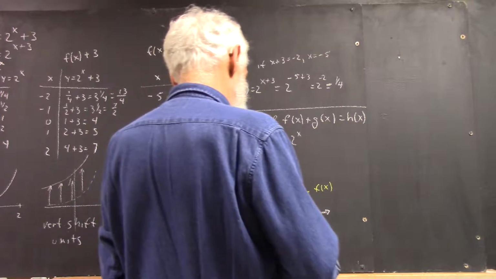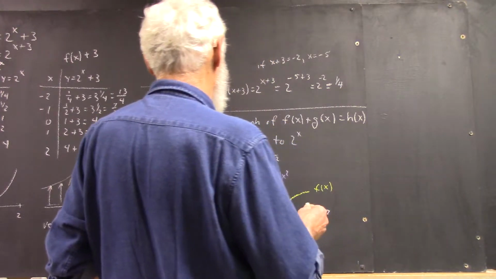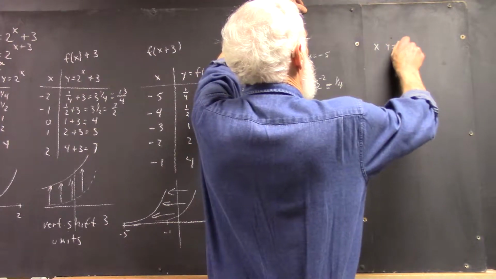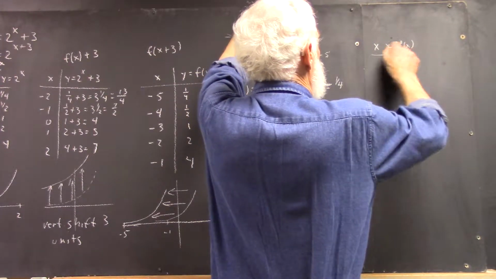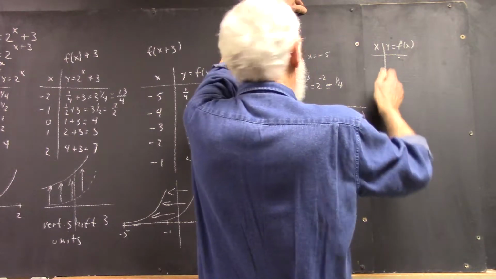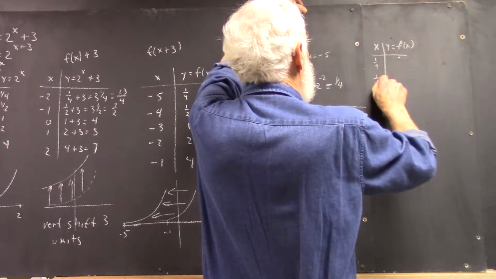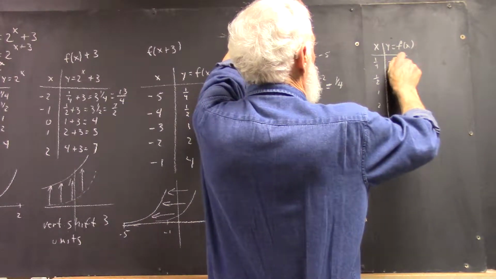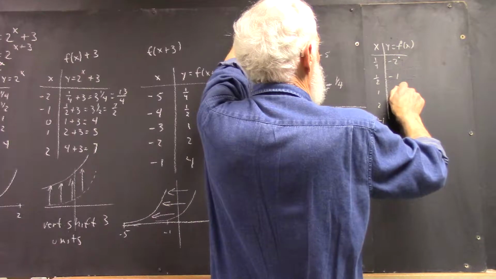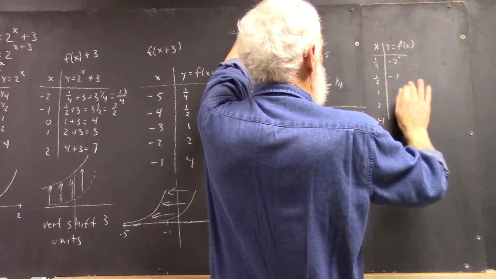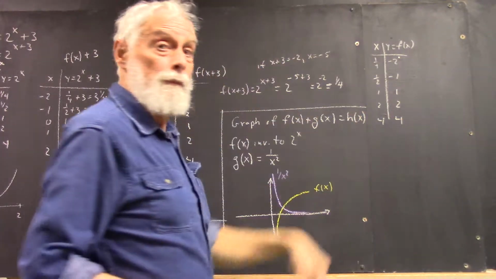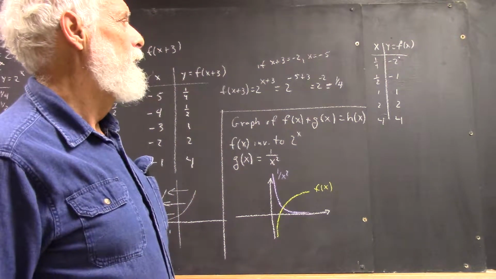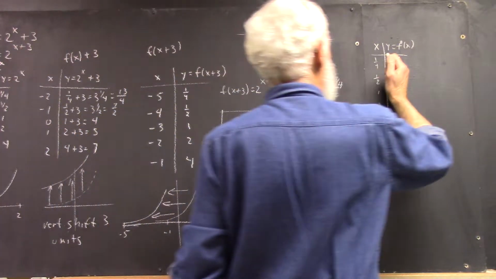So, our f of x function, our x values are going to be 1/4, 1/2, 1, 2, and 4. Our y values are going to be -2, -1, 0, 2, not 0, 1, 2, and 4. Okay? 0, 0, 0. I was on the right track there.